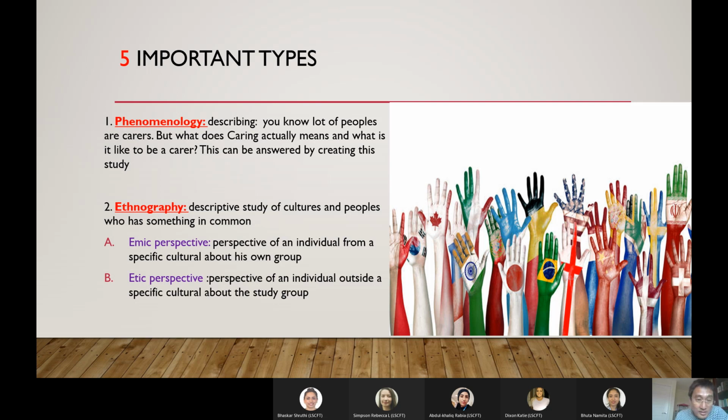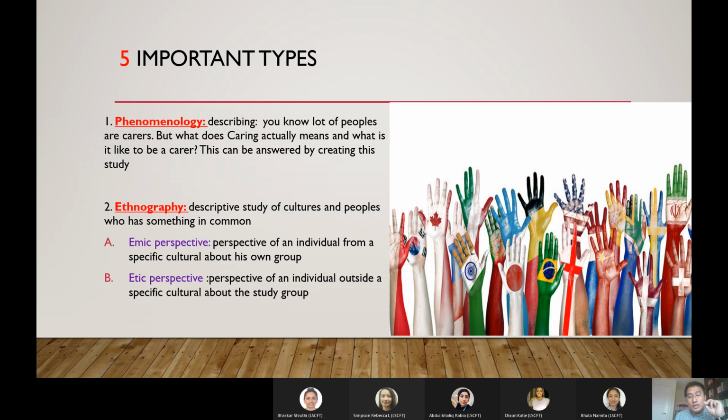In MCQs, this is one of the favorite questions that they always tend to ask. Okay, this is descriptive of a culture and the people who have something in common. Emic is an individual from a specific culture. Etic is from outside the culture.